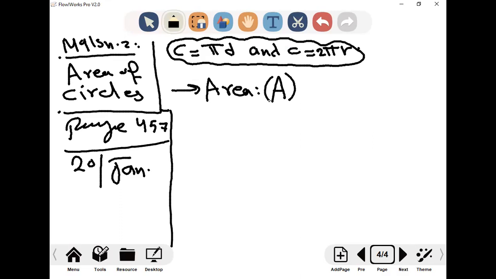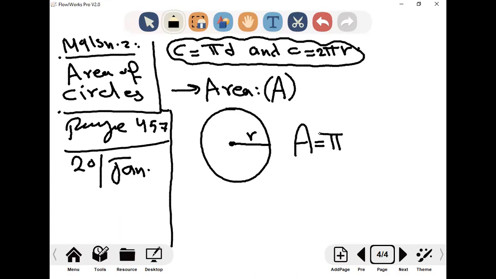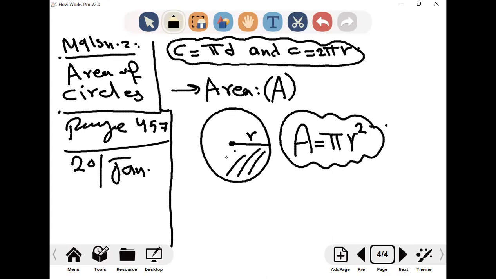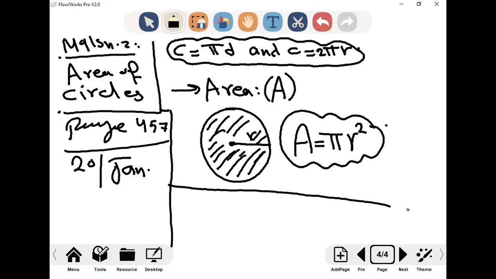Now the area has only one formula, and this formula needs the radius. It's not like the circumference. In the circumference, we use two formulas. In the area, we have only one formula. A equal pi, we know the pi, 3.14, multiply R to the power of 2. This is the formula to find the area of the circle. So to find the area, we need the radius. But to find the circumference, if you have the radius, we can use it. If you have the diameter, we can use it, okay? But the formula here is for the area, to find the whole area inside the circle. Done, done. Let's go to do example 1.